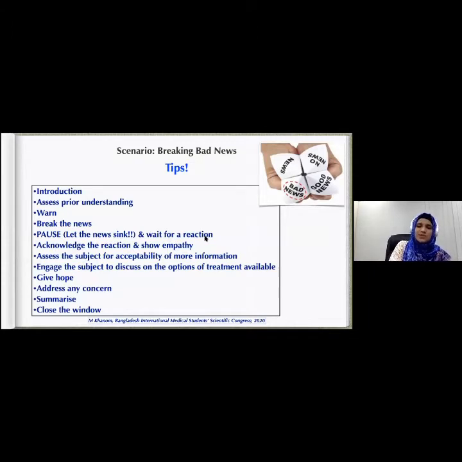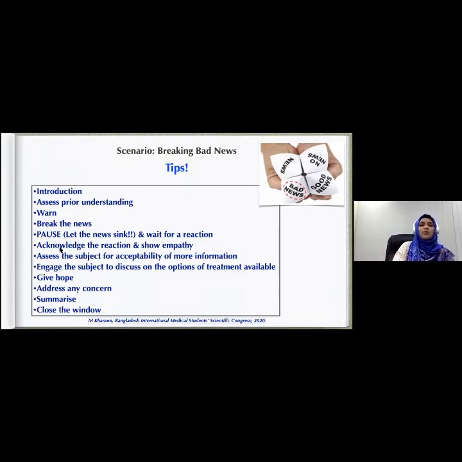There should obviously be some reaction. We should wait for that. We should acknowledge the reaction. We should show empathy at that time. And we should not involve ourselves talking about next steps when the person sitting in front of me is not ready enough to receive the news itself. That is why warning and pause is so important.